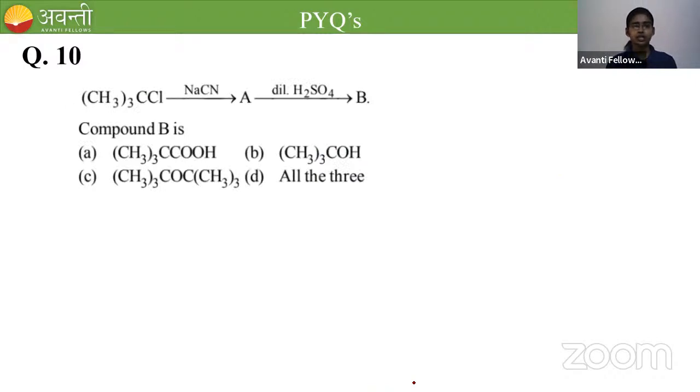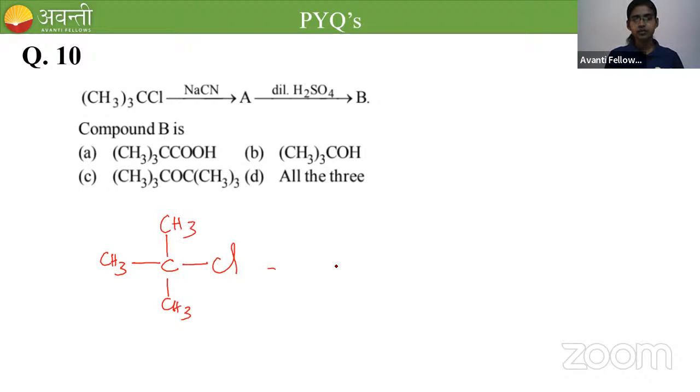Now coming to question number 10. (CH3)3CCl is reacting with NaCN and is forming compound A. Then compound A on dilute H2SO4 forms B. So what is compound B? So let me take the reactant. It is CH3, C, CH3, CH3, Cl. This is the reactant, and it is reacting with NaCN.